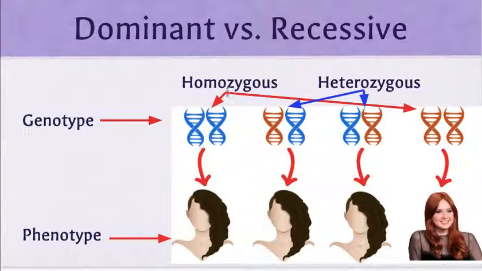And then using these terms, dominant versus recessive and phenotype versus genotype. This individual right here, they've got brown hair. Well, they've also got brown hair, and so do they. So they've all got the same phenotype. They all have brown hair.